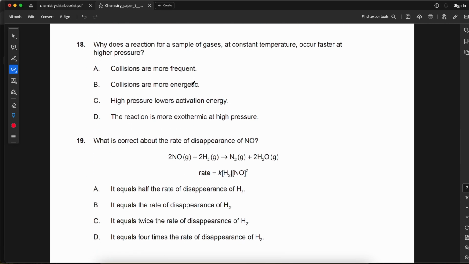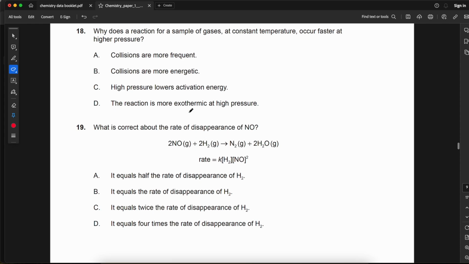Why does a reaction for a sample of gases at constant temperature occur faster at higher pressure? If pressure is high, gas molecules are closer together, therefore collisions are more frequent, so the reaction will occur faster.